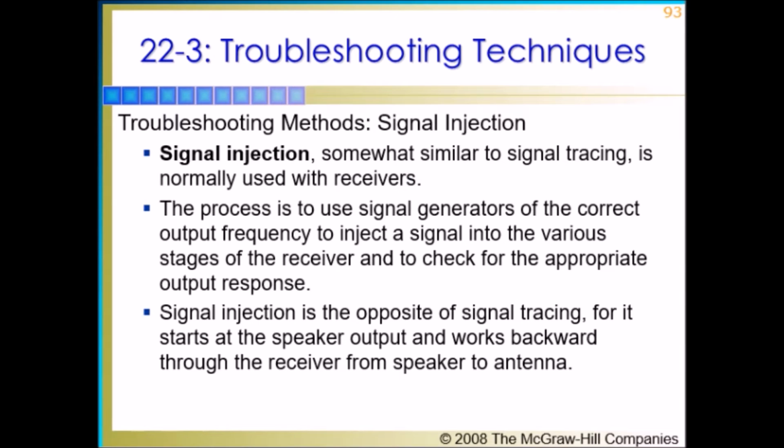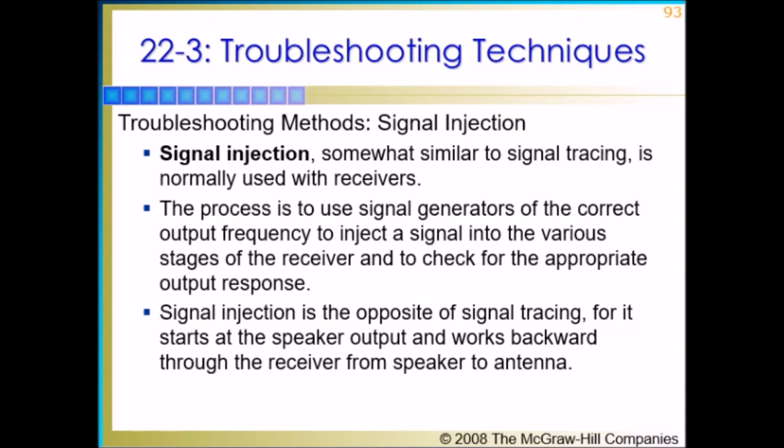Signal injection. Signal injection is somewhat similar to signal tracing. It is normally used with receivers. The process is to use signal generators of the correct output frequency to inject a signal into the various stages of the receiver and to check for the appropriate output response, usually a correct signal in the speaker. Signal injection is the opposite of signal tracing, where you start at the speaker or other output and work backward through a receiver from output to antenna.